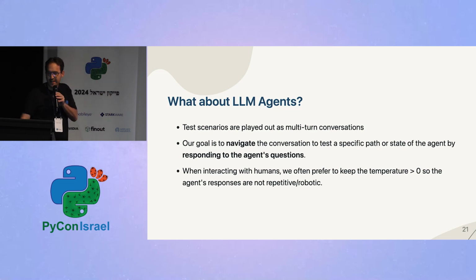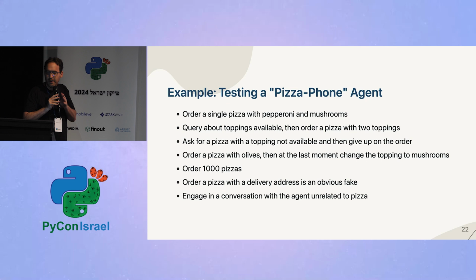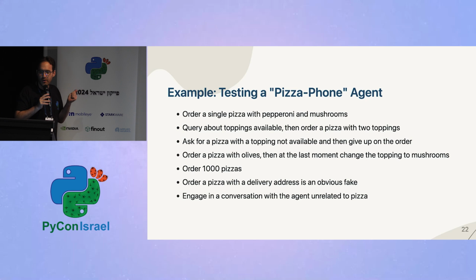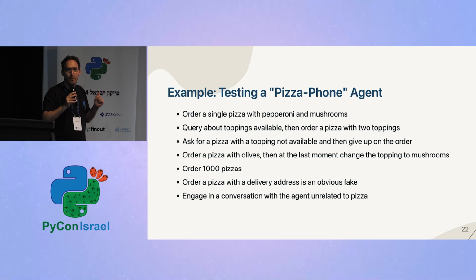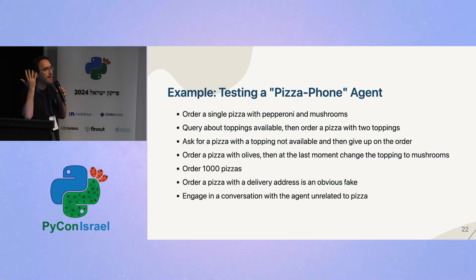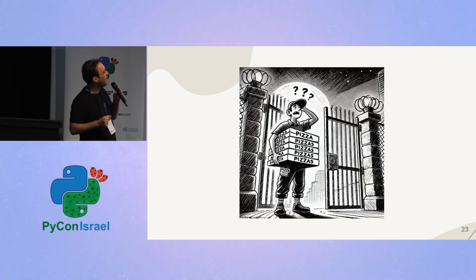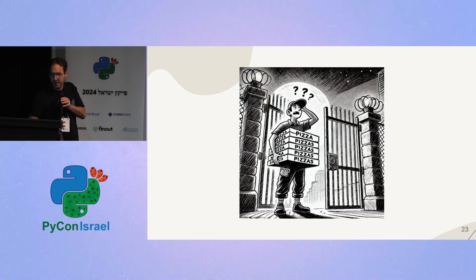Let's give a few examples for scenarios. We want to order a single pizza with pepperoni and mushrooms, or we want to order a pizza with olives, but then change our minds at the last moment. Or we want to order 10,000 pizzas. Or we want to order 1 pizza, but to the White House. So there are all kinds of scenarios, right? And some of them end up with this poor guy delivering pizzas to, I don't know, a mental asylum.